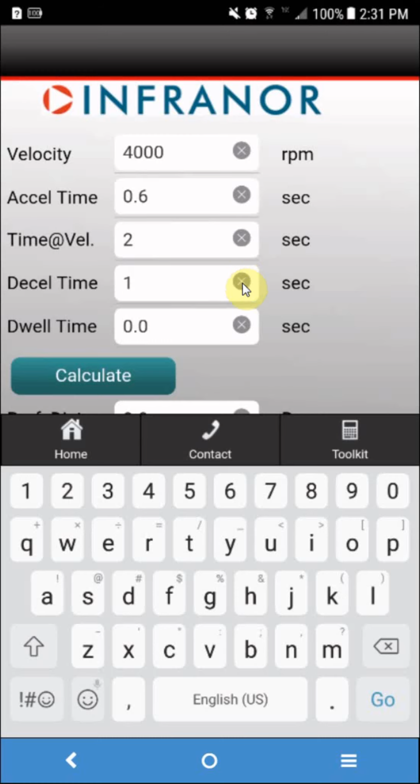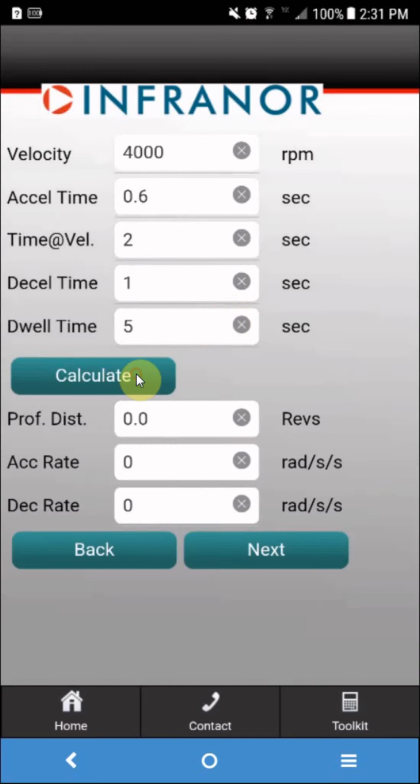The dwell time is the time that the motor remains at 0 velocity before starting the next cycle. By increasing this time, the RMS torque calculation can be decreased for the cycle. I will use 5 seconds. We can then press calculate to get our profile results, which are stored for the torque calculation. Continue to the torque calculation by pressing next.